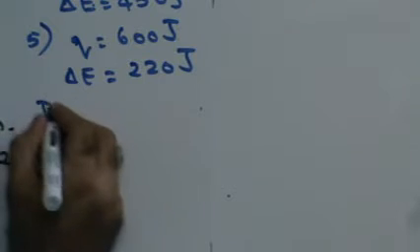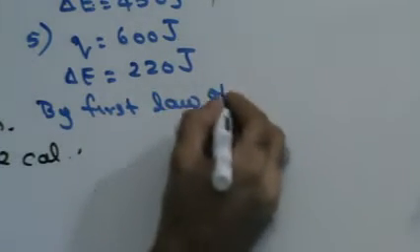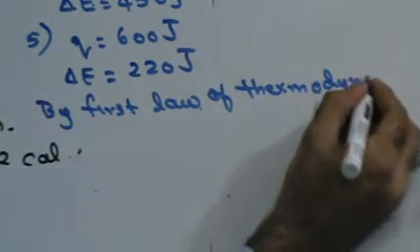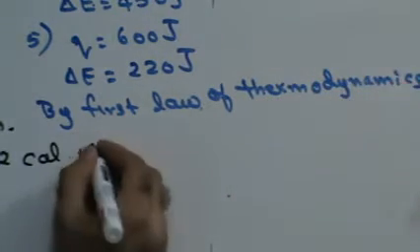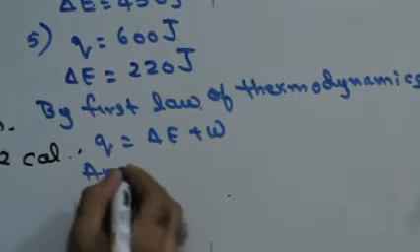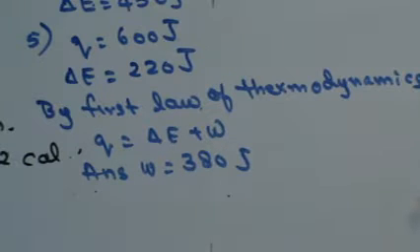Again, very simple sum. I can say by first law of thermodynamics, Q is equal to delta E plus W. You should get the answer as W is equal to 380 joules. Right? Next.